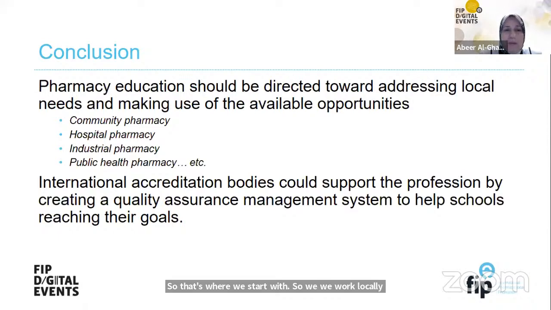So definitely addressing the local needs, making use of the available opportunities, whether it's in industrial pharmacy, hospital, community, public health, etc., to fulfill all those needs. International accreditation bodies could support the profession by creating a quality assurance management system to help a school reach its goals and ensure quality.